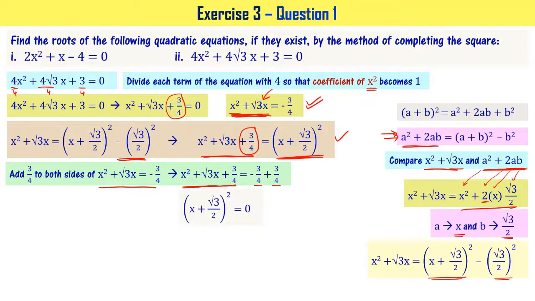And RHS is going to be 0 because this is minus 3 by 4 and this is plus 3 by 4. When you cancel them, you get 0. Now, x plus root 3 by 2 whole square equal to 0. This square, when you take to the other side, it is going to be the root of 0, that's going to be anyway 0. x plus root 3 by 2 equal to 0 is the equation we have. It means x equal to minus root 3 by 2, right?